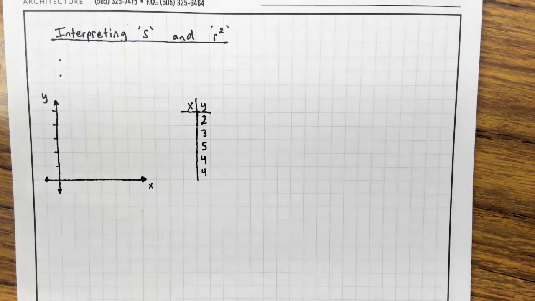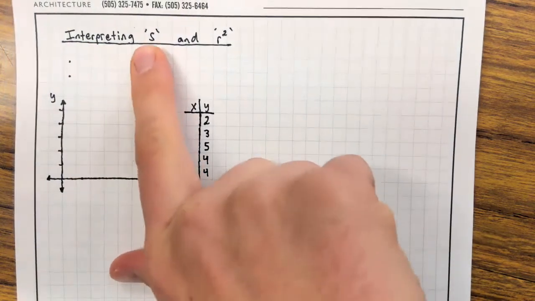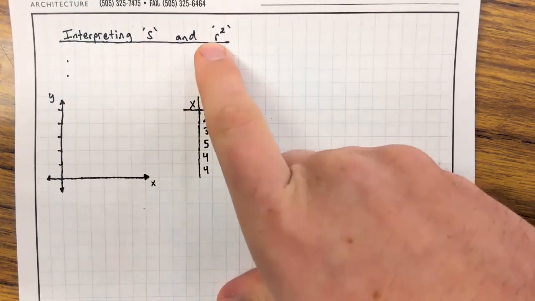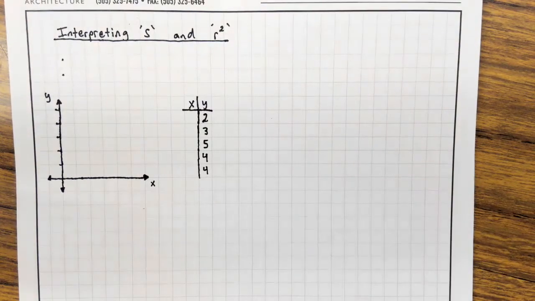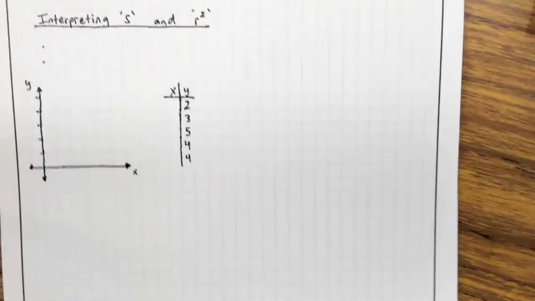Hey everybody, just a couple things to cover today. We're going to try to interpret this thing called s and another variable called r squared. So I guess I'll start off by just saying what those two things mean.